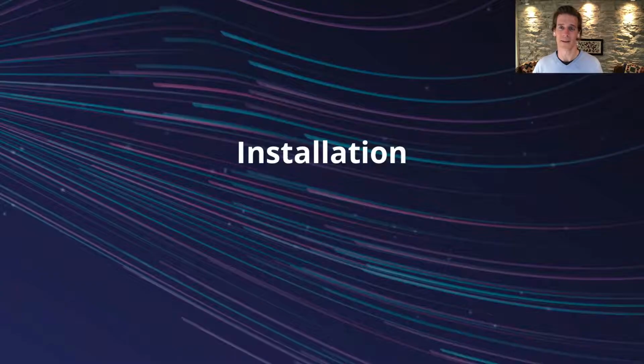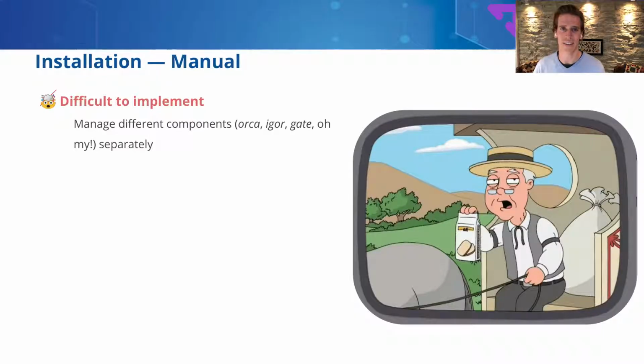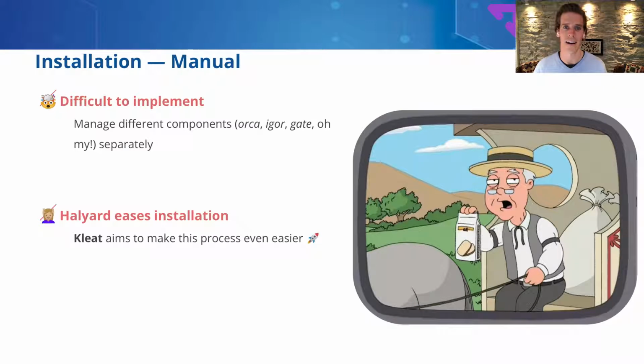So let's talk about Spinnaker's installation. Spinnaker is ancient, almost 5 years old, and has had the reputation of being difficult to implement because it has so many different components to keep track of. Thankfully, a tool has been developed called Halyard that eases this installation, and my team was very excited to learn about Cleat that's supposed to make this process even easier.